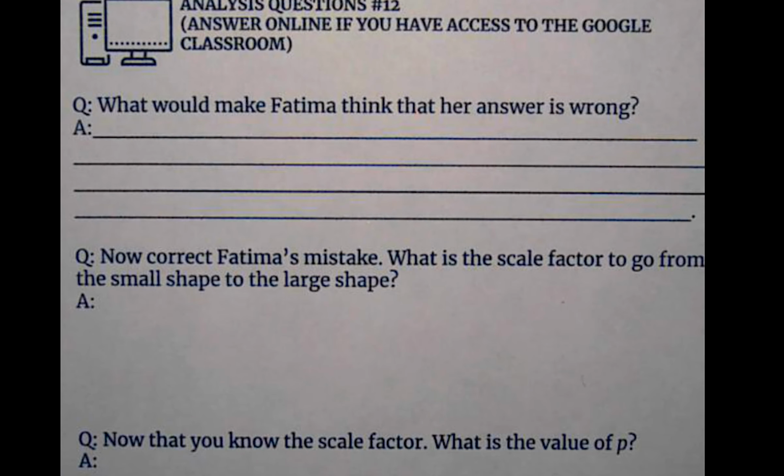So our first question is, what would make Fatima think that her answer is wrong? I want you to think about this logically. If you're going from a small triangle to a large triangle, the numbers are probably going to mirror that. They're going to go from small to large. Now correct Fatima's mistake. What is the scale factor?